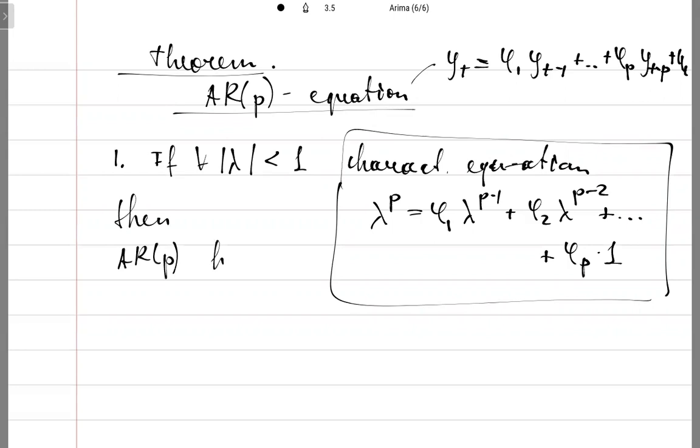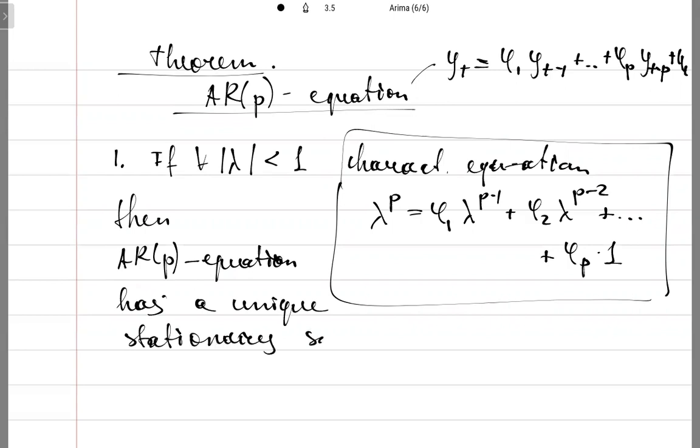the AR(p) equation has a unique stationary solution that has one more property. y_t is expressed in terms of past u_t, u_{t-1}, u_{t-2}, and so on: u_t plus alpha_1 u_{t-1} plus alpha_2 u_{t-2}, plus, and so on.